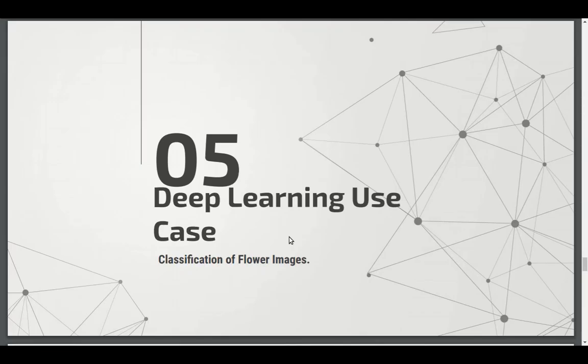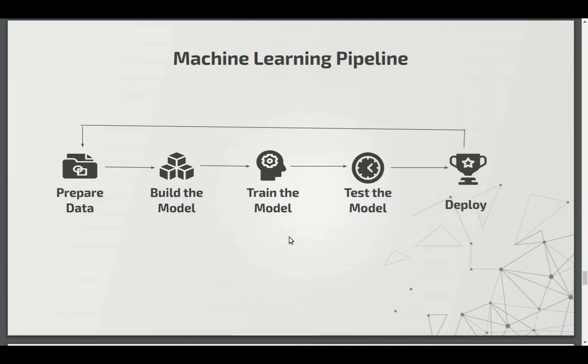Now it's time to apply what we have learned through this section. In this 5th section, I will be showing a deep learning use case of classification of flower images. I will introduce you to the concept of a machine learning pipeline. A machine learning pipeline is a series of processes in which an ML model evolves. The first step of the machine learning pipeline is the preparation of data. The data from different sources is prepared in such a way that it can be used as an input to the model. So it always needs some sort of cleaning, anomaly detection, and sometimes reformatting.